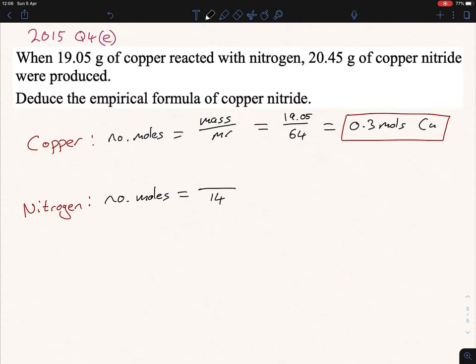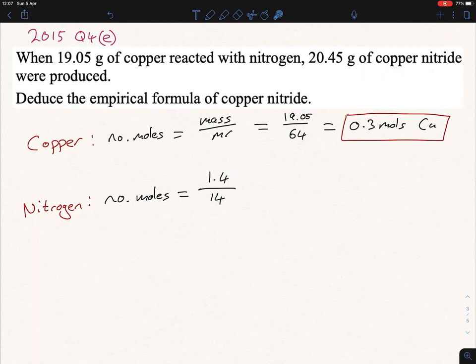Now we have to figure out the masses. We're told that 19.05 grams of copper reacts with nitrogen, and we're left with 20.45 grams of copper nitride. Well, the law of conservation of mass states matter cannot be created nor destroyed. So the 20.45 minus 19.05, that remainder is what we're left with for nitrogen. So we used 1.4 grams of nitrogen, because matter cannot be created nor destroyed. So 1.4 of nitrogen plus 19.05 of copper will give us 20.45 grams of copper nitride.